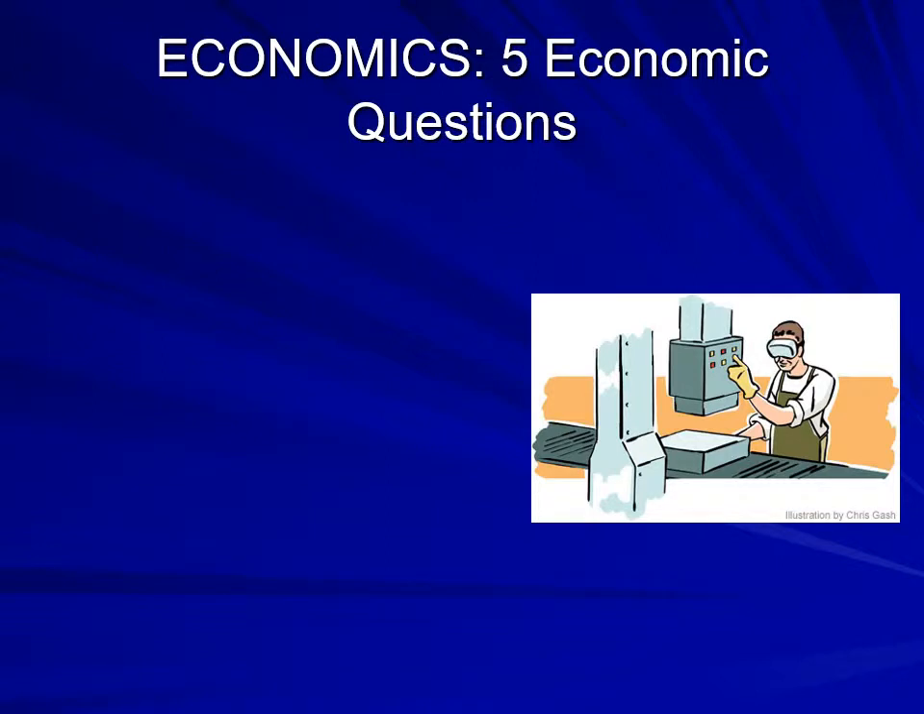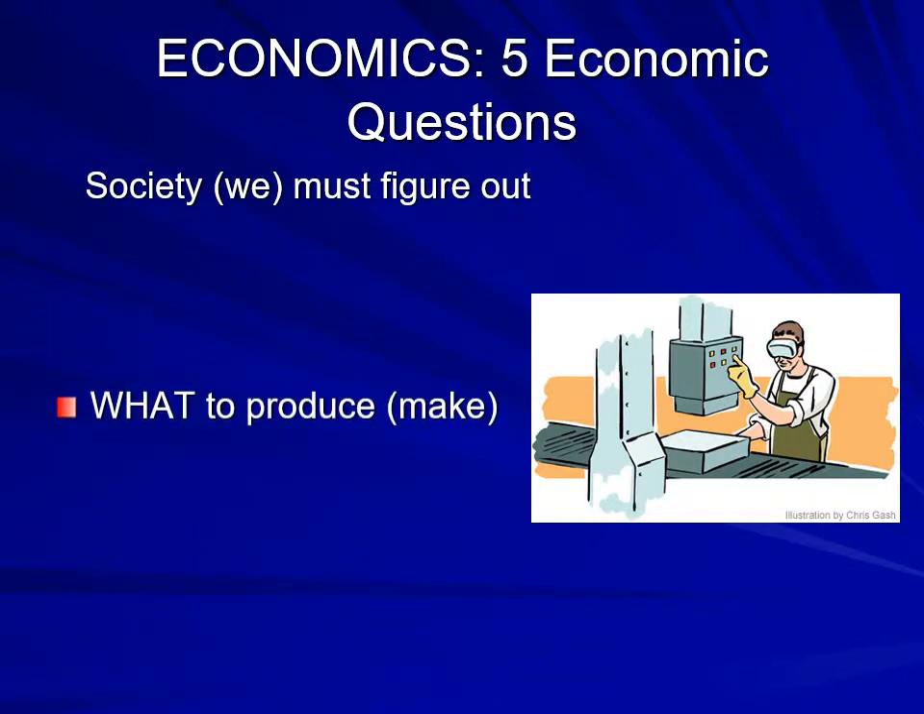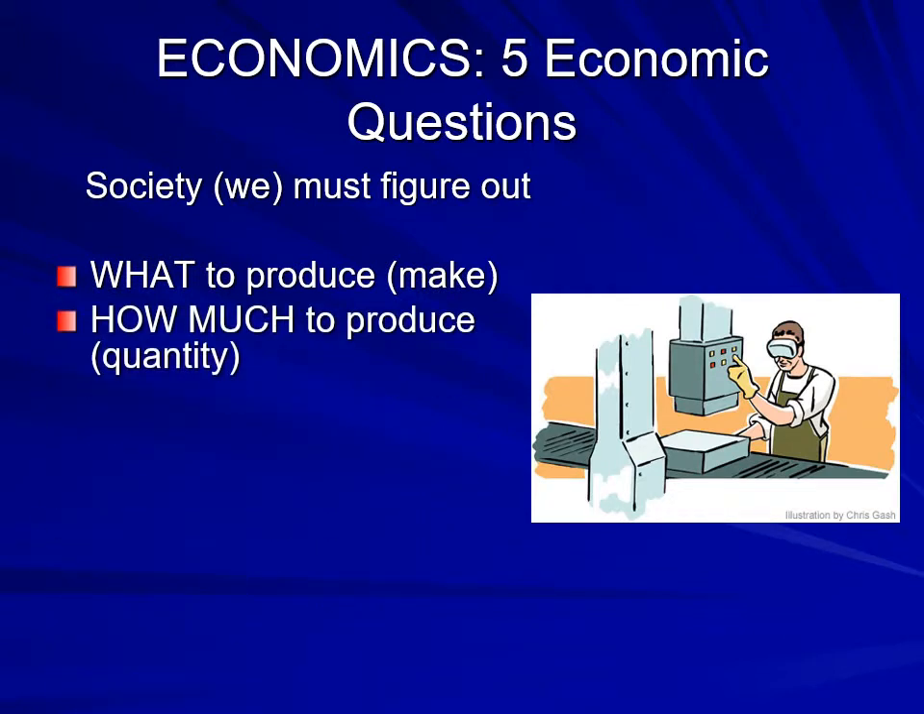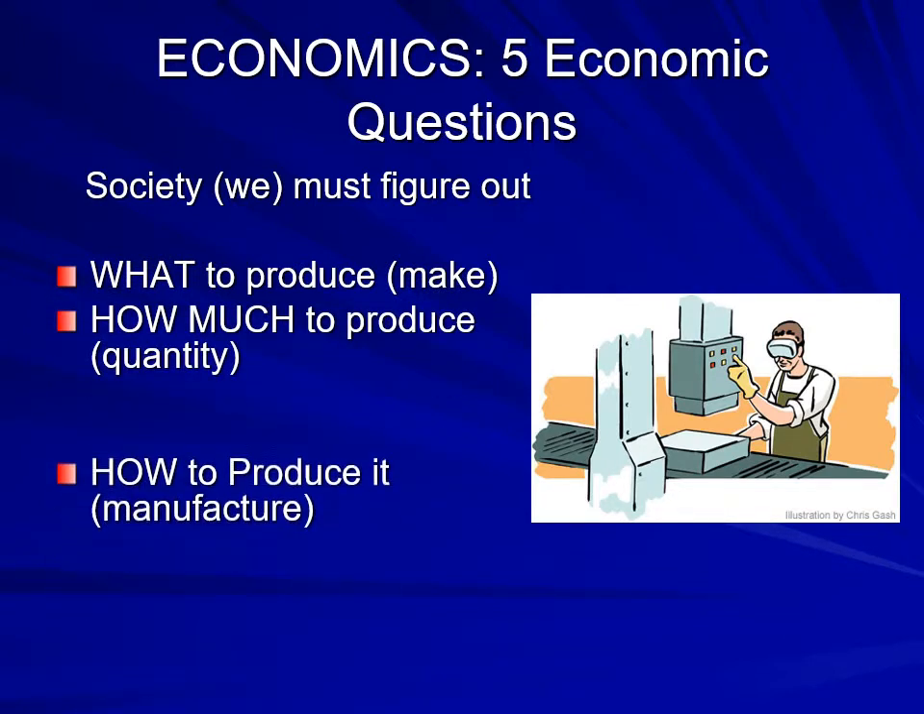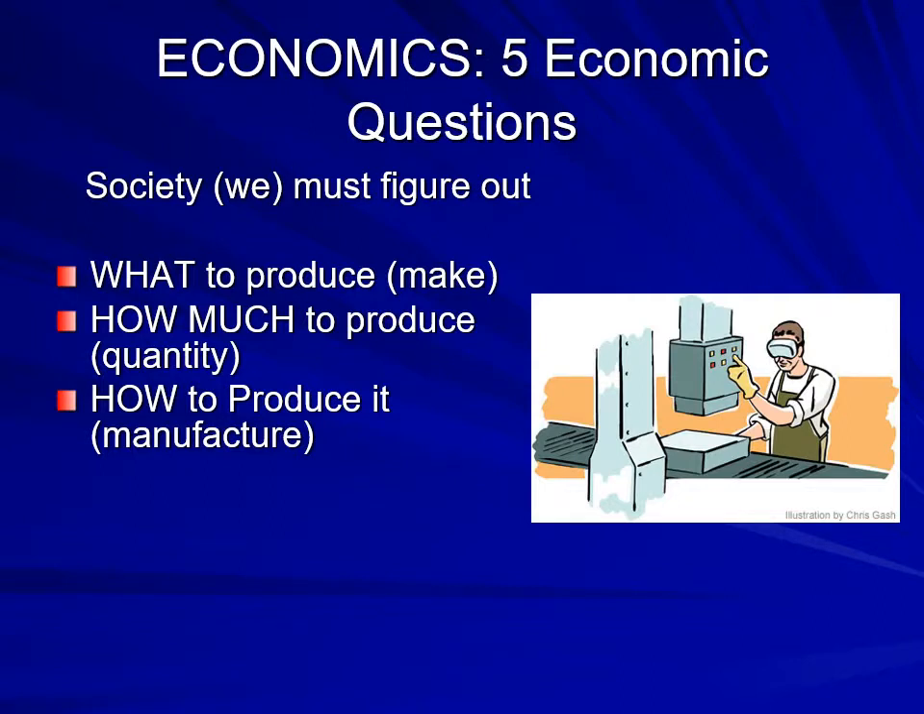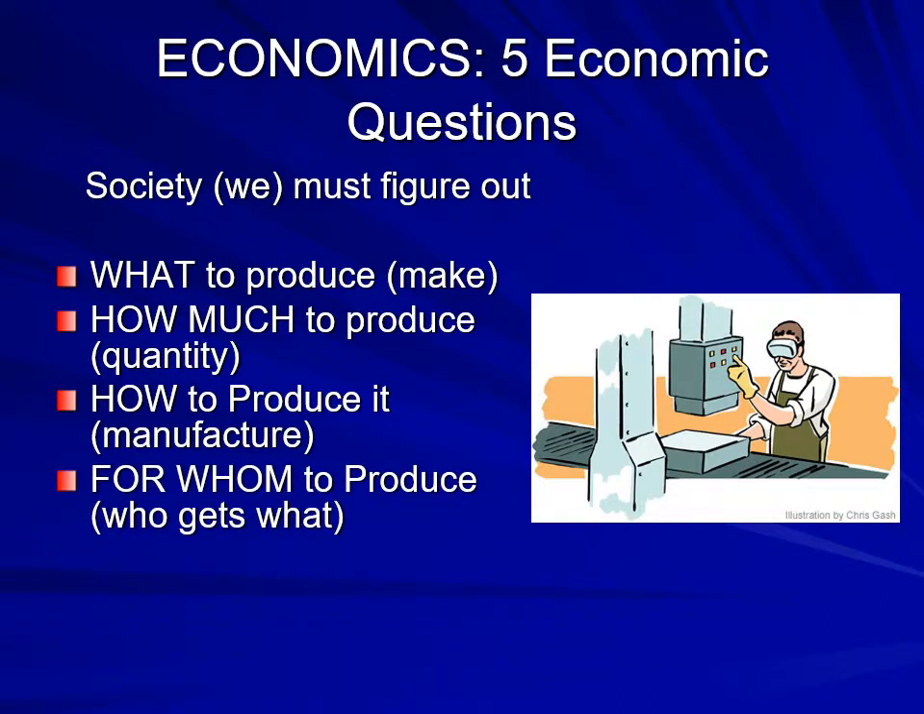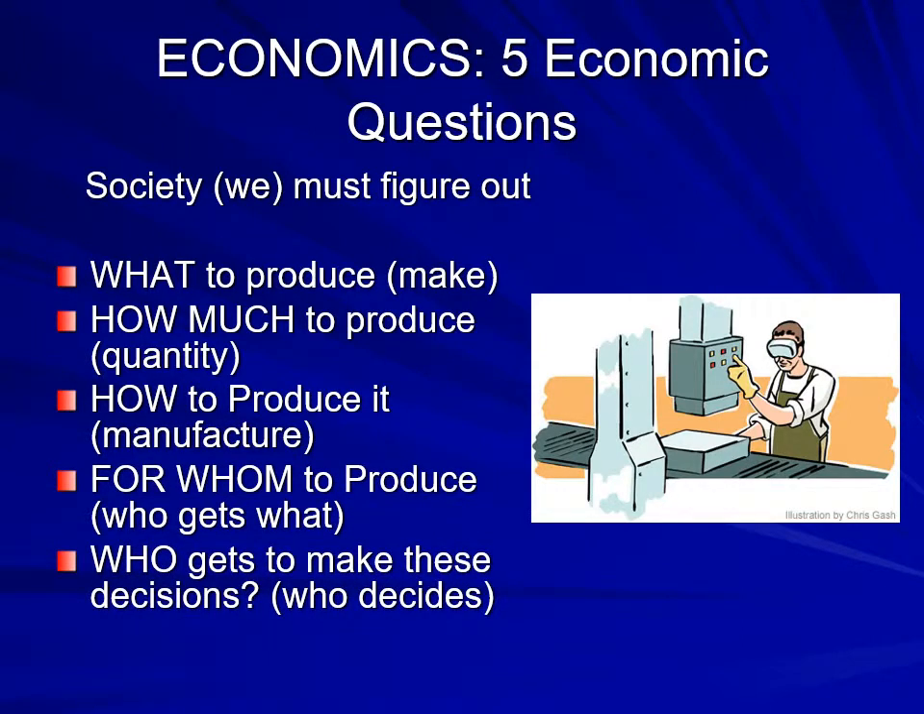In everything that we produce, we take into consideration these five economic questions. What to produce, or what to make; how much to produce, or the quantity of production; how to produce it, or the manner of production; for whom to produce, or the consumers; and who gets to make these decisions, or the decision makers in production.